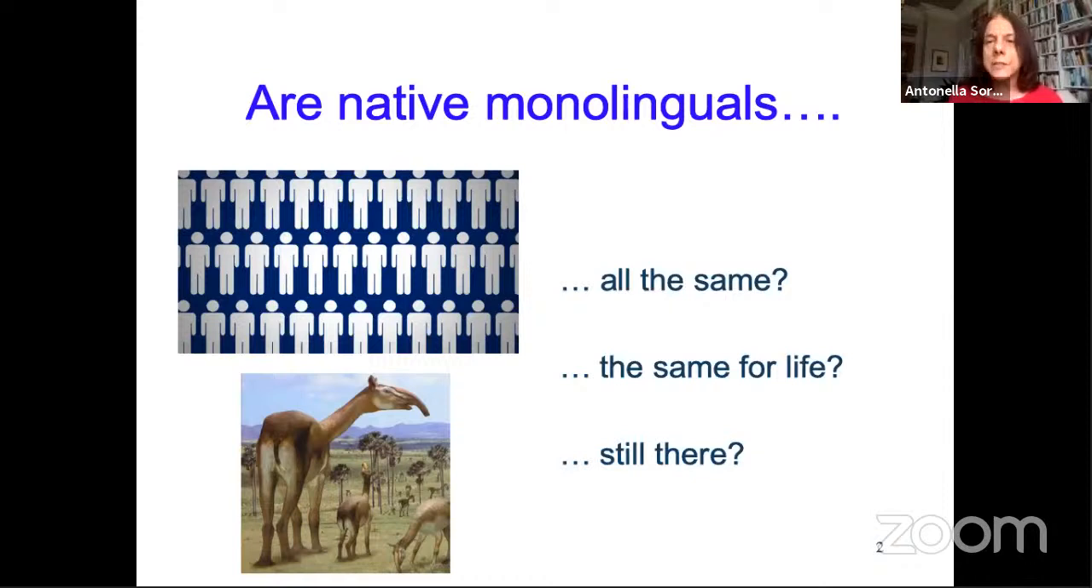I know these are provocative questions, and I know that the obvious answer is, oh, no, of course they're not the same. No, of course they're not the same for life. And of course they're still there. But I hope I'll get the message across that in our practices as linguists or as people working on bilingualism and language learning and language acquisition, we often behave as if the answers to these questions were, yes, they're all the same, they are the same for life. And basically that's the most important point of reference.